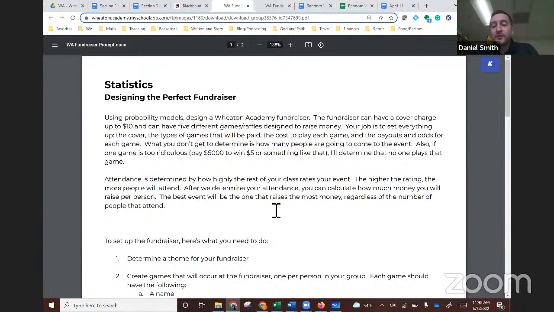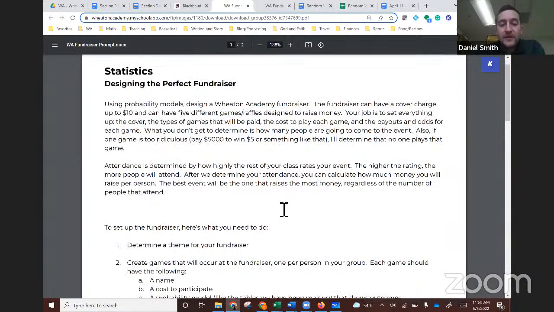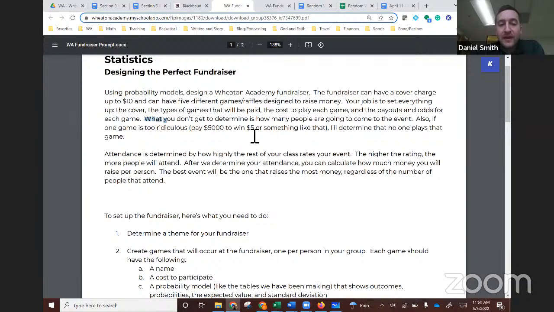And then after we determine your attendance, you will actually be able to calculate how much money you made. The best event will be the one that raises the most money. Okay, so here's how you set it up. And by the way, I put a little caveat here.